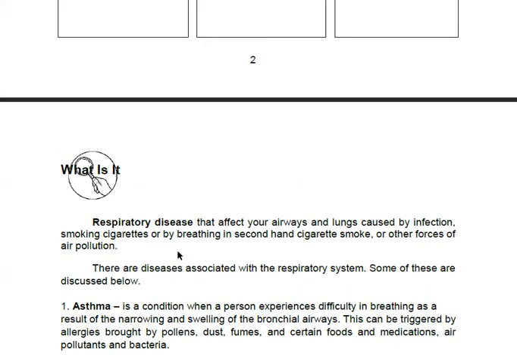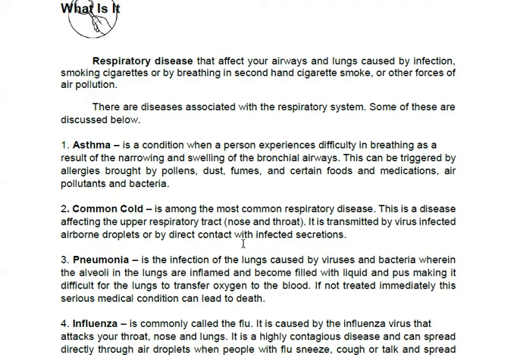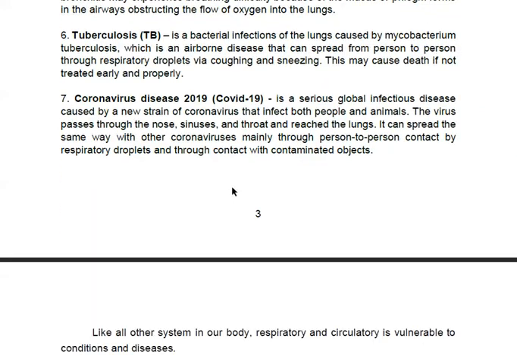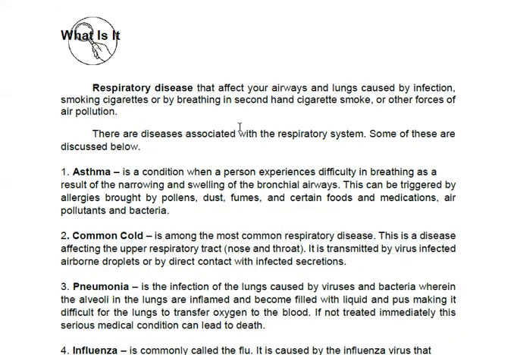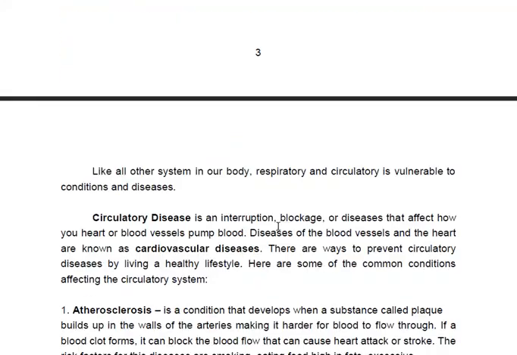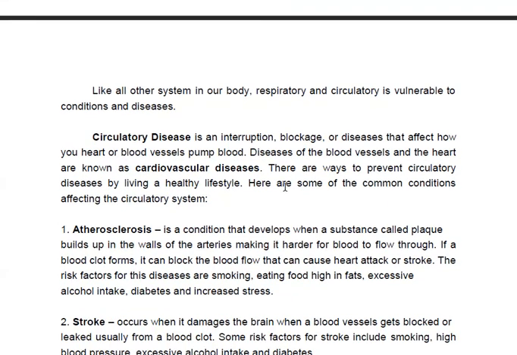So please forgive the background. But let us continue. These are the sicknesses you can get, okay? These are all related to your respiratory system. After reading all about that, you can continue to circulatory diseases. These are diseases that cause interruption, blockage, and somehow affect your heart or blood vessels when they pump blood. Diseases of the blood vessels and the heart are also known as cardiovascular diseases.